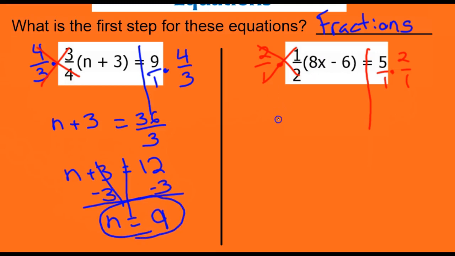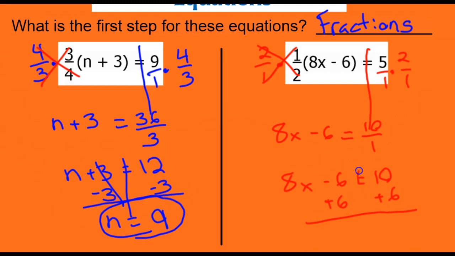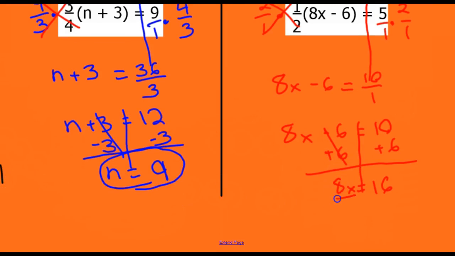On this side over here, we get 8x minus 6 equals 5 times 2, which is 10, over 1. So we have 8x minus 6 equals 10. So we're going to add 6 to get rid of that 6 on both sides. So we get 8x equals 10 plus 6, which is 16. And divide by 8. X equals 16 divided by 8, which is 2.